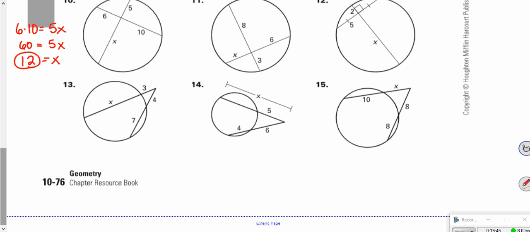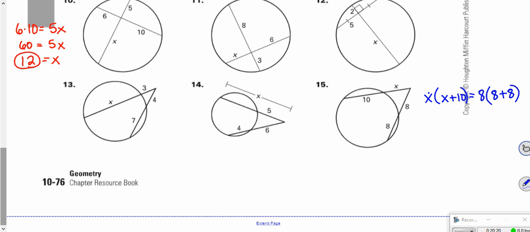So 15, this is theorem 15. It's the segments of secants theorem. So again, it's the exterior times the whole thing equals the exterior times the whole thing. So just setting it up, here's what we have. We have x times x plus 10 equals 8 times, that's the exterior, the whole thing is 8 plus 8. Now, obviously, I could have done some of that in my head, but I wanted to write it all out so you could see it. Everybody okay with that?